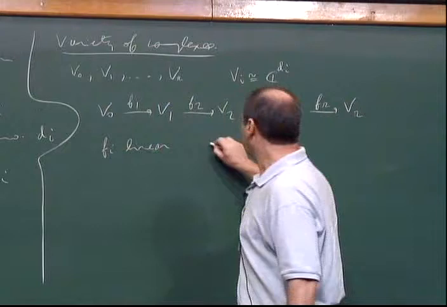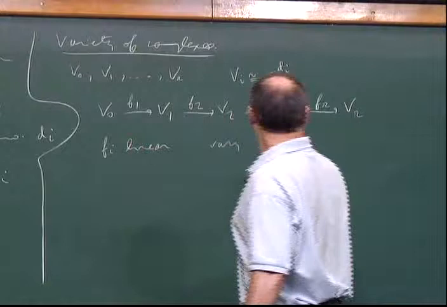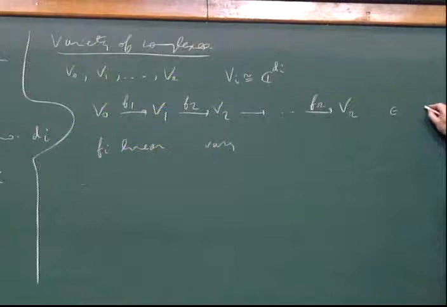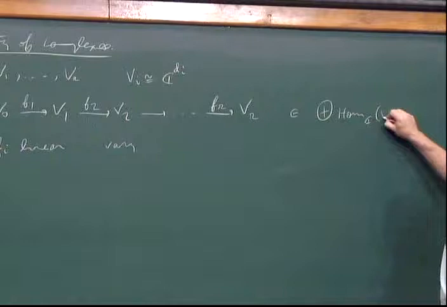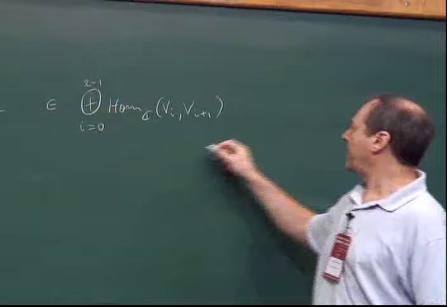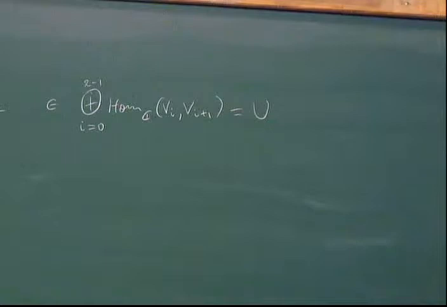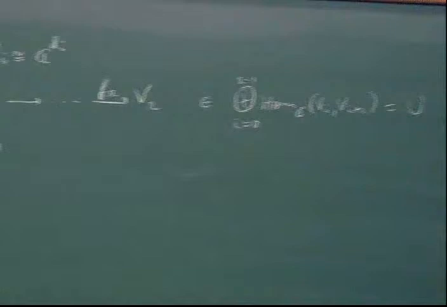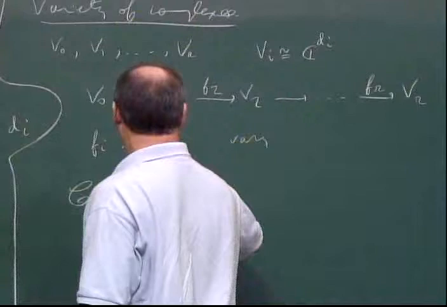So basically we can think about this as a point of the vector space which is the direct sum. This is a vector space, let's call it U, parametrizing all these collections of maps. Inside this vector space, we will look at the variety of complexes. I'll denote it C, or C of V_0, up to V_r.